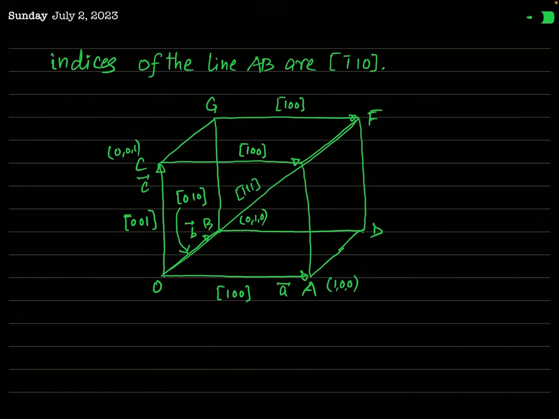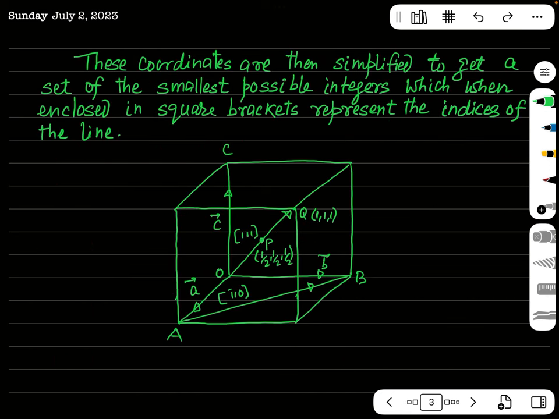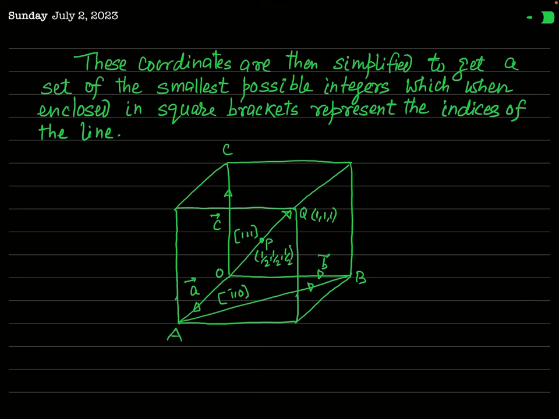Now let us see this figure. I am just showing you this figure. See here. Actually, here the origin is O, and we have to find the direction of this line AB, which is actually the diagonal of this face of this cubic crystal, or cubic lattice. So if your aim is to find the direction of this AB, how will you determine its direction?